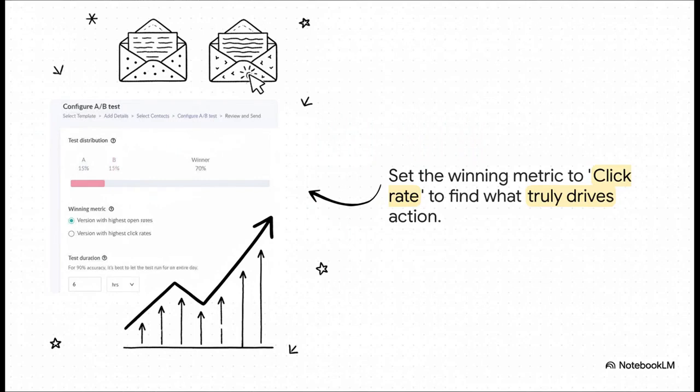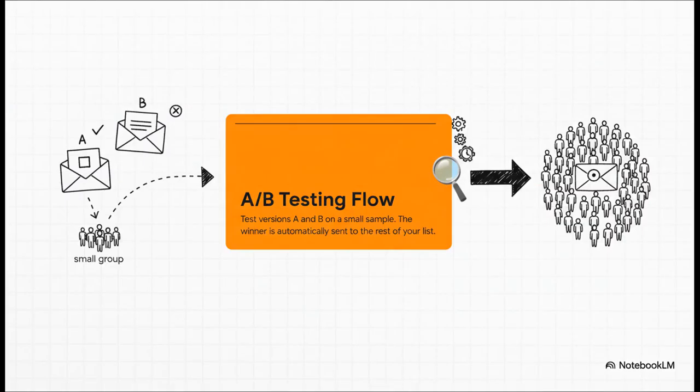Inside Mailmodo, setting this up is incredibly easy. You can test 2 different versions of your email, but here's the key. You set the winning metric to click rate. This tells the system that the only thing that matters for this test is which version gets more people to act. And here's how it works behind the scenes. Mailmodo sends version A to a small slice of your audience and version B to another. It then watches and waits to see which one gets more clicks. Then, and this is the cool part, it automatically sends the winning version to everyone else on your list. It's smart, it's automatic, and it just works.